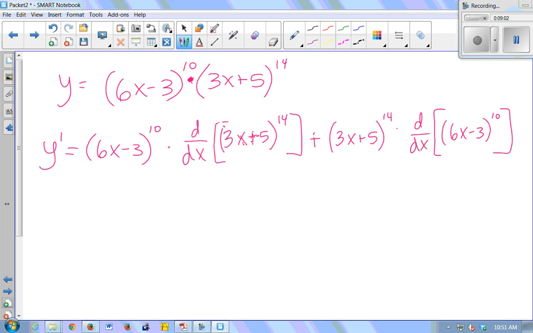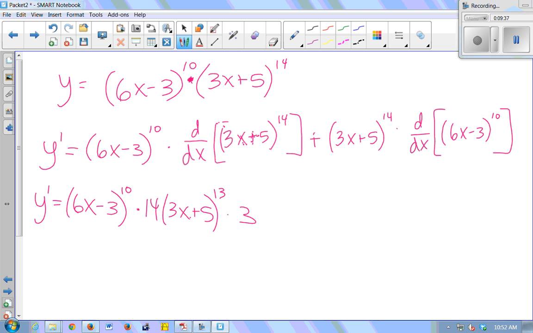Yes. Yeah, if you want to, you could just write the derivative down. Okay, so 6x minus 3 to the 10th times the derivative of 3x plus 5 to the 14th. Good. So we apply the normal power rule, bring the 14 down, put it in front of the 3x plus 5, raise it to the 13th now. But then we're not quite done.